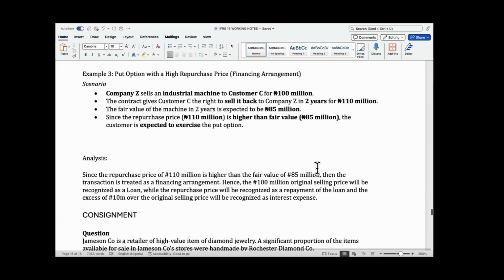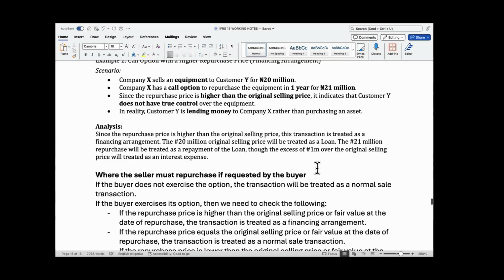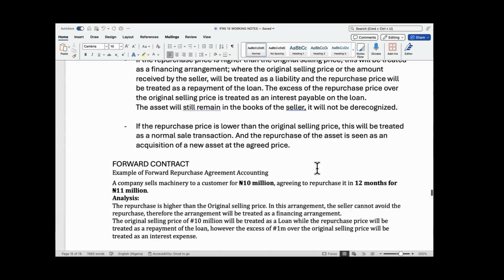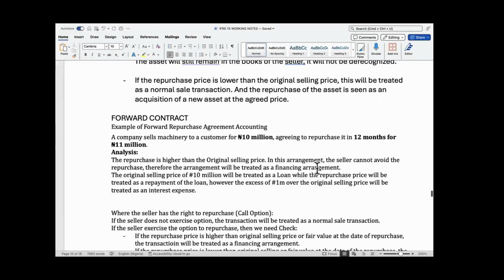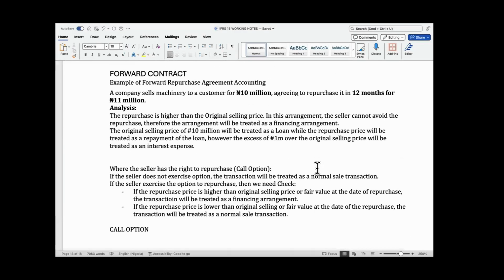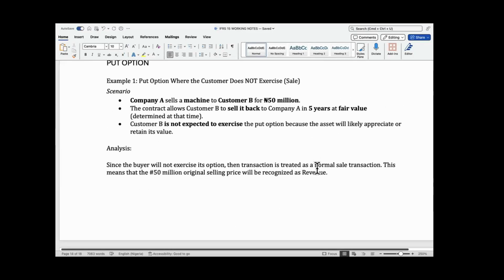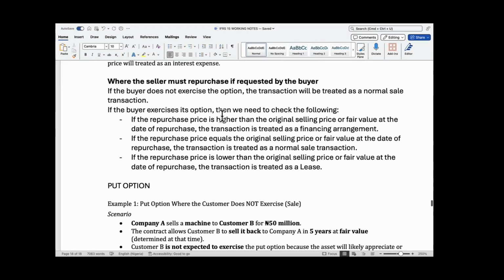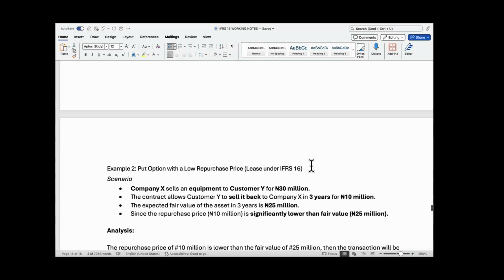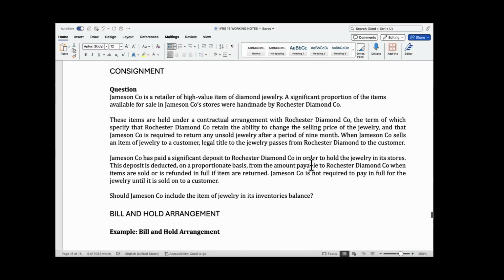So the good thing about this is that for the three, they are saying the same thing. Where the repurchase price is higher, that is a loan. When it is lower, it is a normal selling price. Except for this put option, where it is equal, that's a normal sale arrangement. But where the purchase price is higher, financing; where it is lower, lease. Just look at it and get used to it. I think that's the most technical one here.